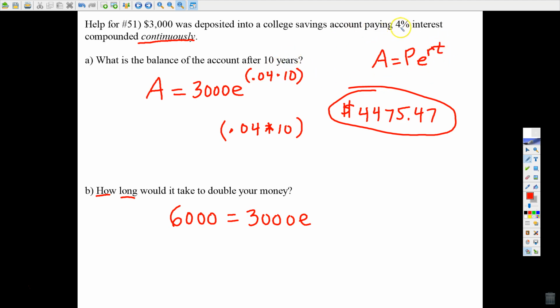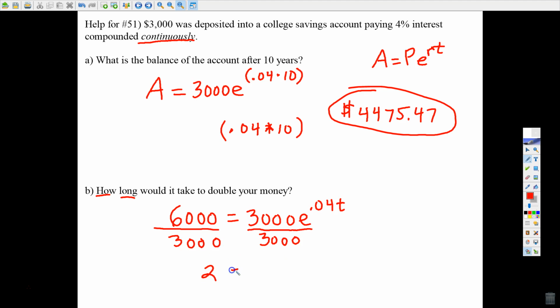We know what the rate is. It's still 4%. So my exponent for e is going to be 0.04, and then I'm going to do t, because that is basically what we're solving for, how many years. Okay, well just like before, when we had these equations that were exponential base e, we said we always have to isolate e first, and that's still true. So to isolate e, I'm going to divide both sides of this equation by 3,000.